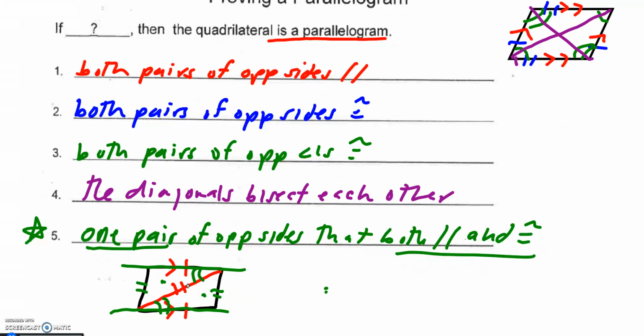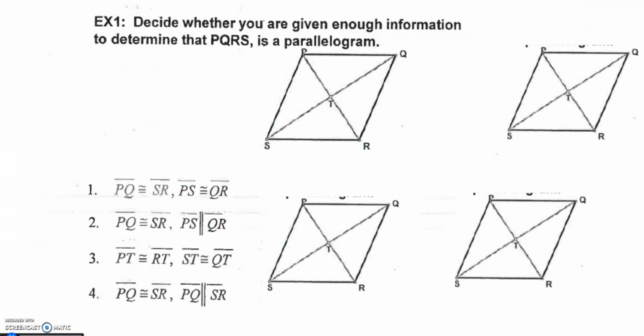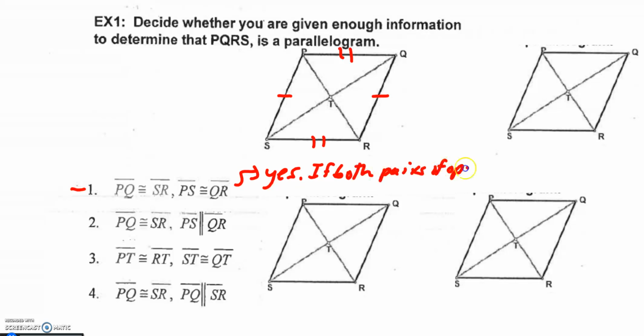So let's focus first on recognizing when things work and when things don't before we jump into proofs. I have 4 different diagrams for all 4 problems, so it's easier to see. Decide whether you're given enough information to determine that PQRS is a parallelogram. So for number 1, if you're given that PQ is congruent to SR and you're given that PS is congruent to QR, can you determine that that's a parallelogram? I would say the answer is yes, because if both pairs of opposite sides are congruent, then you have a parallelogram.